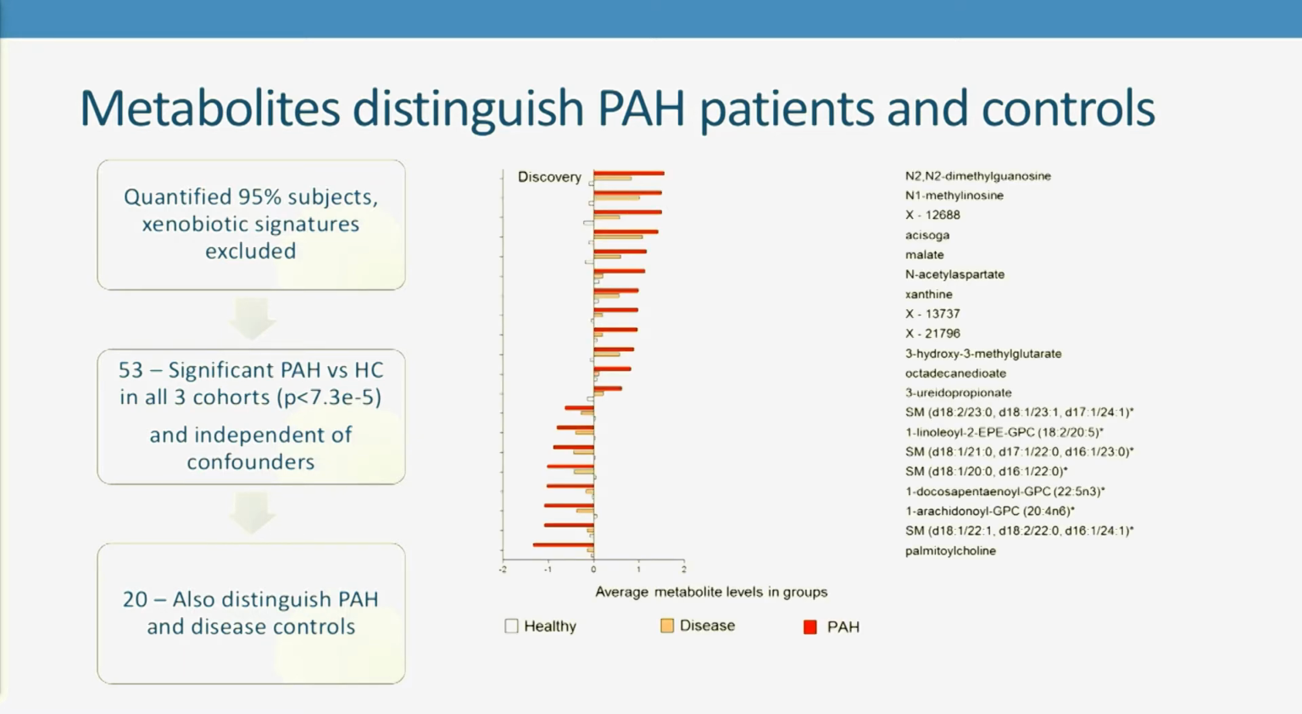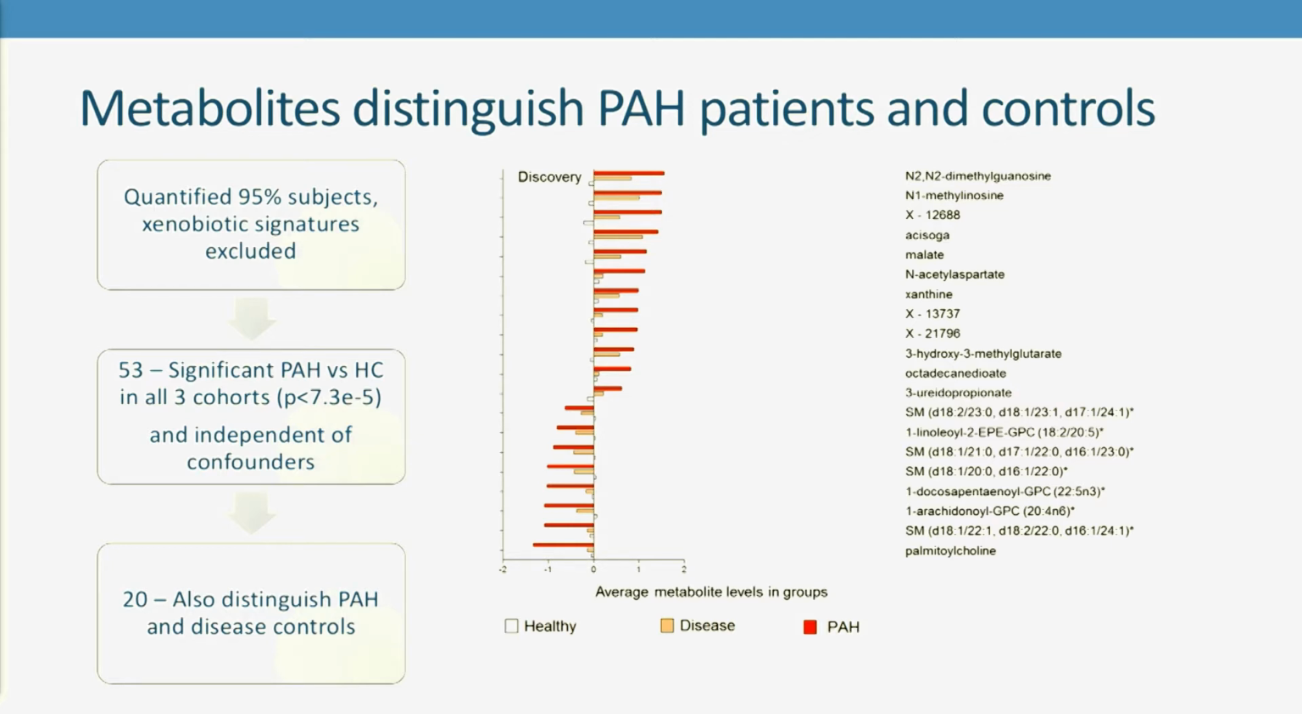So just to show you a bit of that data, this graph shows our top 20 metabolites, which are all normalized to the average level of healthy volunteers. The bars going to the right are metabolites that are higher in patients, and the bars going to the left are ones that are lower in patients compared to healthy controls. The orange bars are the disease controls, so again, those patients that don't have pulmonary hypertension, and the red bars are showing the levels in the PAH patients.